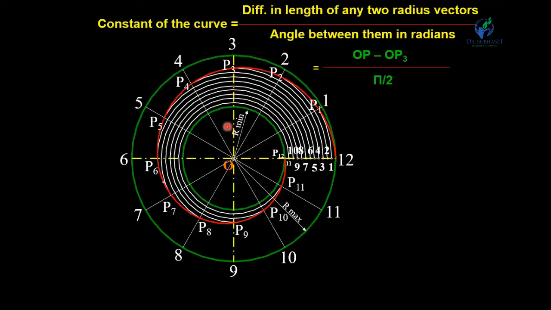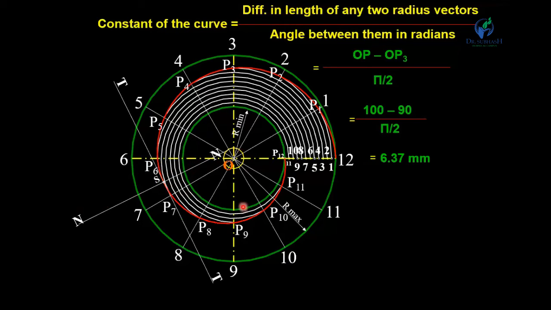The angle between these two radius vectors is pi by 2. The length of OP is 100 mm and we measure the length OP3 as 90 mm. So the constant of this curve is equal to 6.37 mm. Now draw a circle of radius equal to 6.37 mm. If you draw the tangent from this, then this is the normal of the curve, passing through point S, and a line perpendicular to this normal is called a tangent.